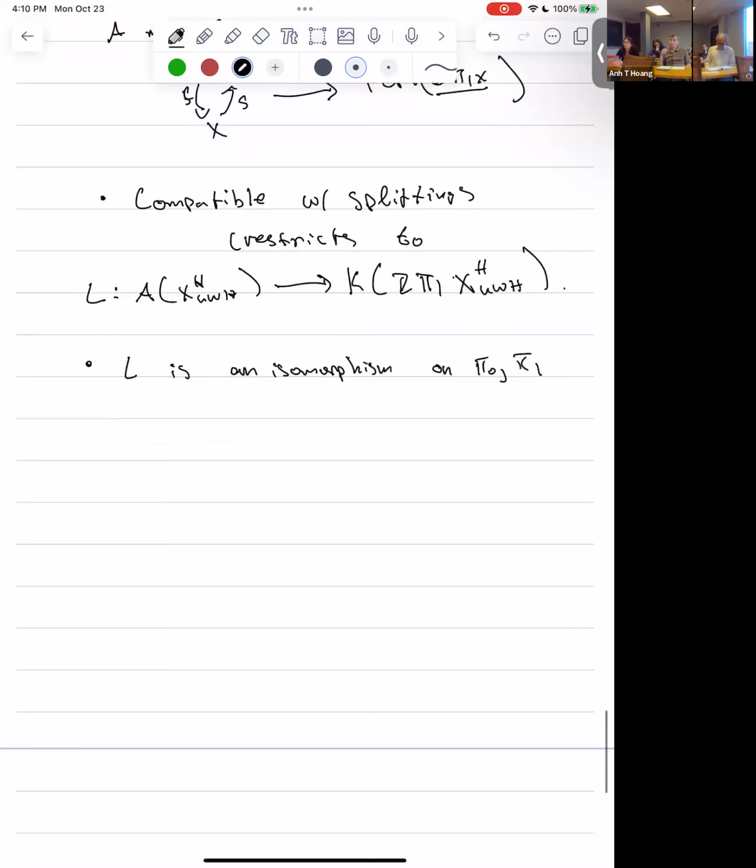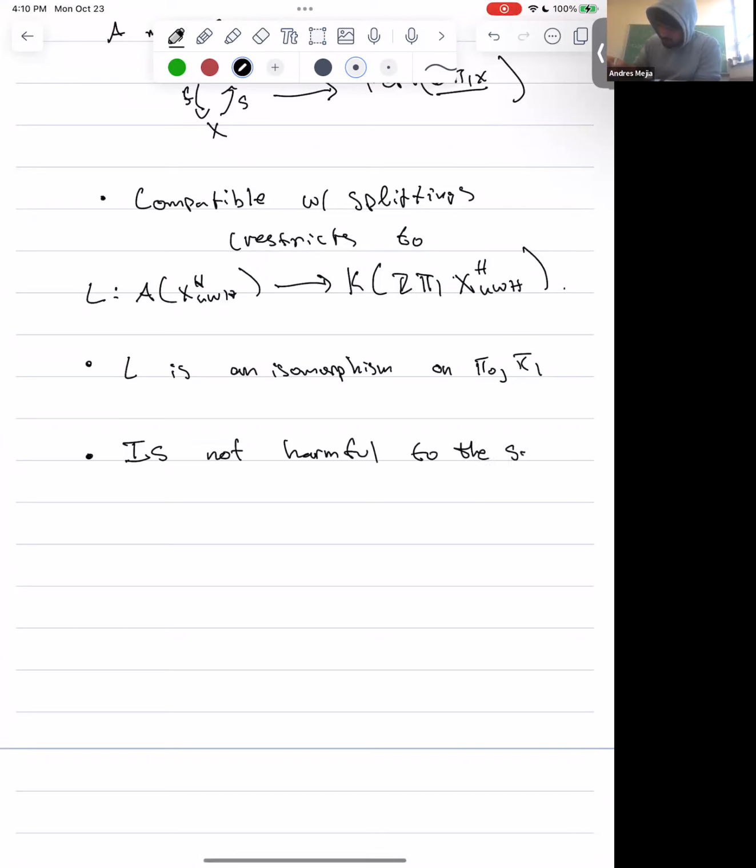Okay. And the last thing, which I think is maybe the most important to me, is that this linearization map is not harmful to the soul. Like doing it after the splitting, I really didn't like that. It was a very upsetting fact for me.